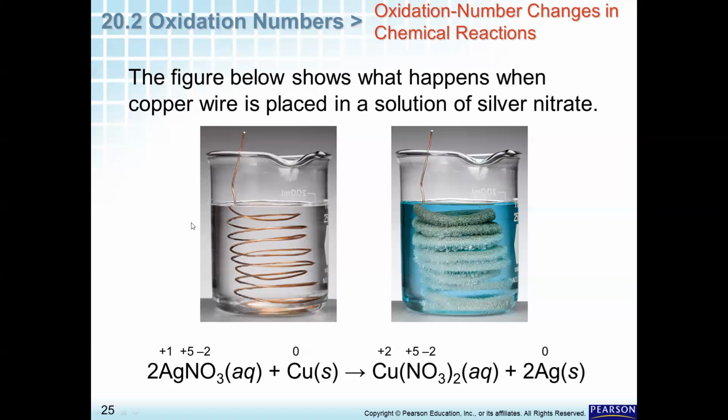Which one has been changed? The copper and the silver. The silver was +1 and became 0. And the copper was 0 and became +2. So one of them decreased, the other one increased. So we can decide at this point that silver has been reduced and copper has been oxidized. How did we know? From the oxidation number increase or decrease.